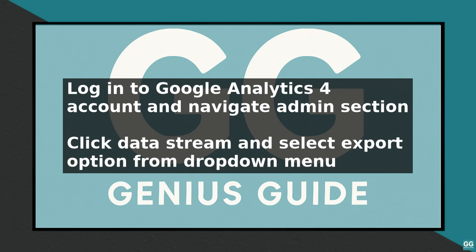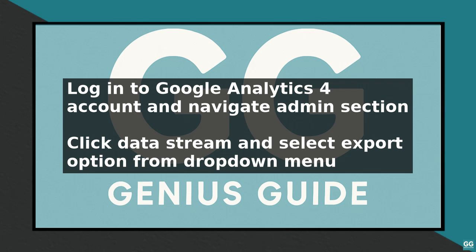To begin, log into your Google Analytics 4 account and navigate to the Admin section. In the Admin section, click on the data stream you want to export, and then click on the three vertical dots next to the data stream name. From the drop-down menu, select the Export option.